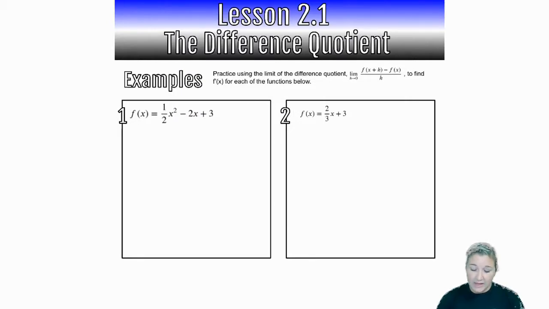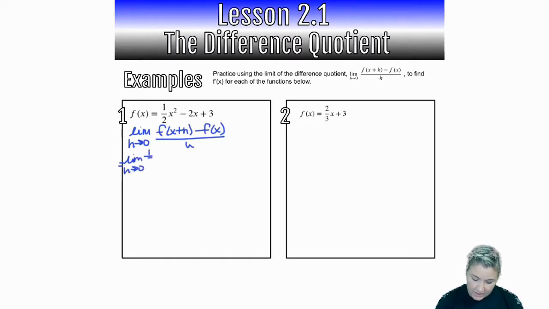All right, so we're going to find the derivative of each function here. We're just going to start out by listing the difference quotient. The limit as h approaches 0 of f of x plus h minus f of x, all divided by h. So this is going to be the limit as h approaches 0 of 1/2 times x plus h squared minus 2 times x plus h plus 3.